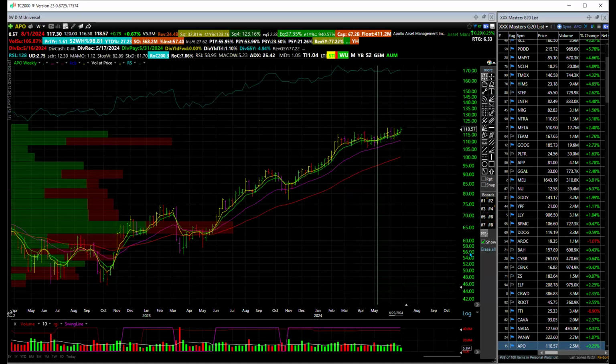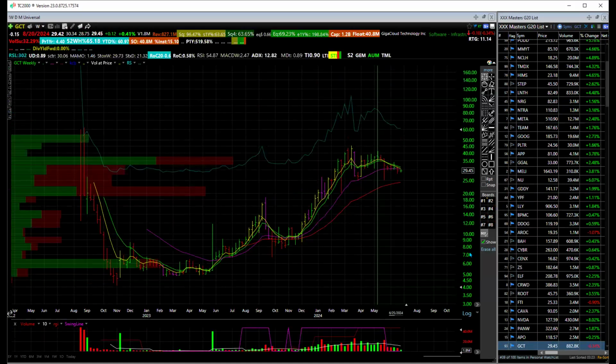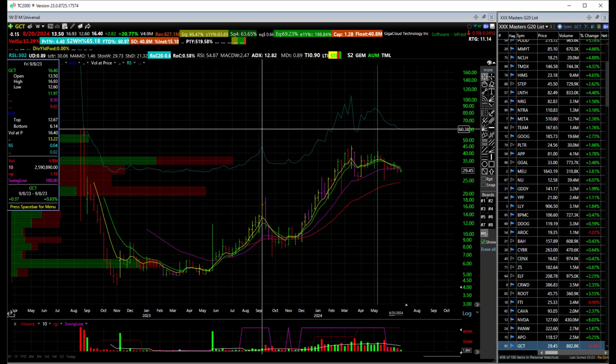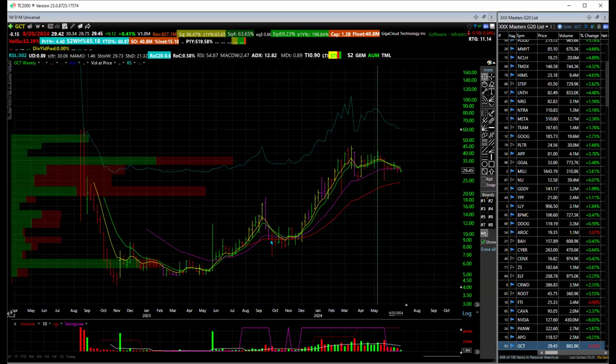Apollo Assets moving up. And we've got Giga Cloud that was doing well. So this is kind of an IPO, and you can see its highs were over here. Bottomed out, made a little base here, and since then, it had a nice follow through.